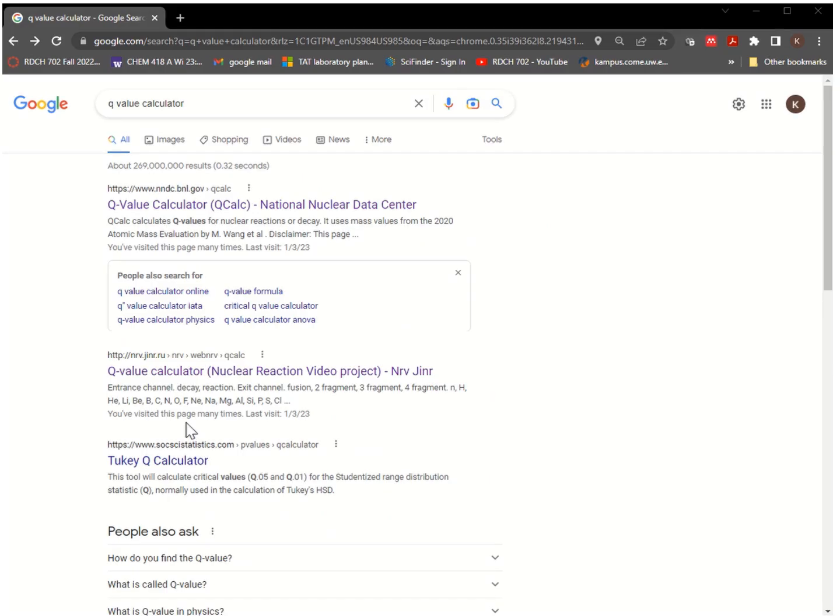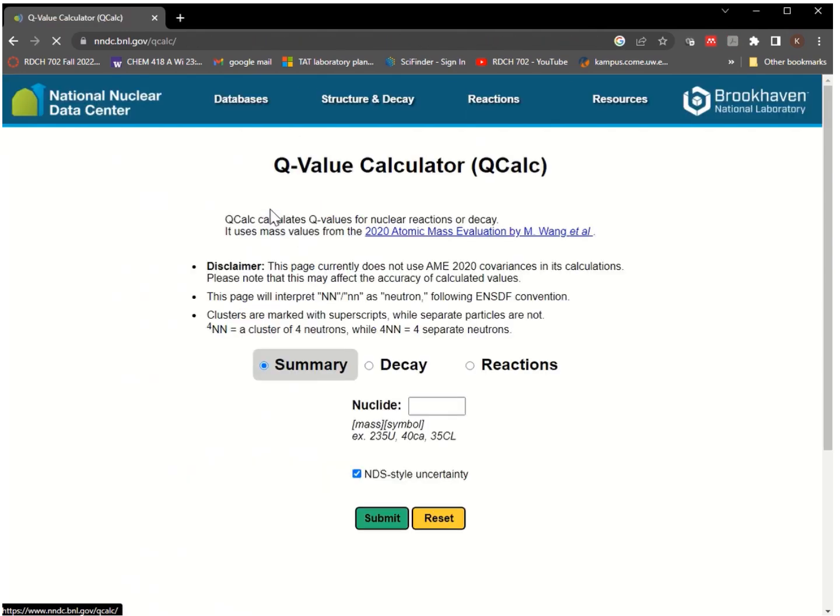Q values can also be calculated using websites. One does a search for Q value calculator. 2 sites will show up. One will be from Brookhaven National Laboratory, another from Russia. Let's look at both these, but focus in on the one from Brookhaven National Laboratory.